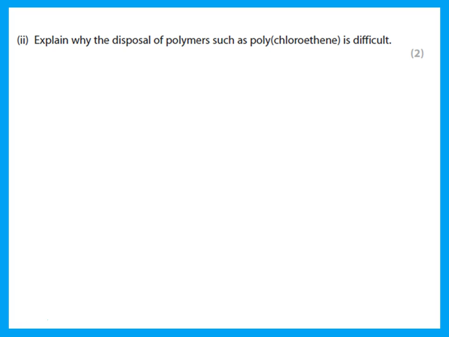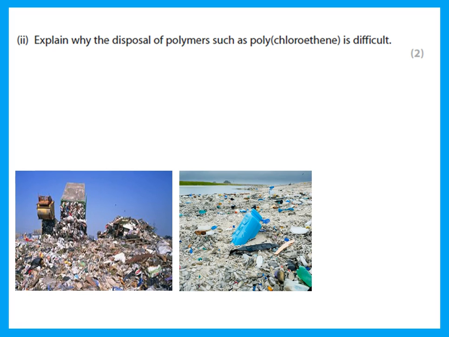Explain why the disposal of polymers such as polychloroethene is difficult. What is the problem with disposal of polymers? You should remember that polymers accumulate in dump sites when we throw them. You remember that polymers means plastics. Plastics are polymers. So when we throw plastics or when we throw polymers, they accumulate in the dump sites.